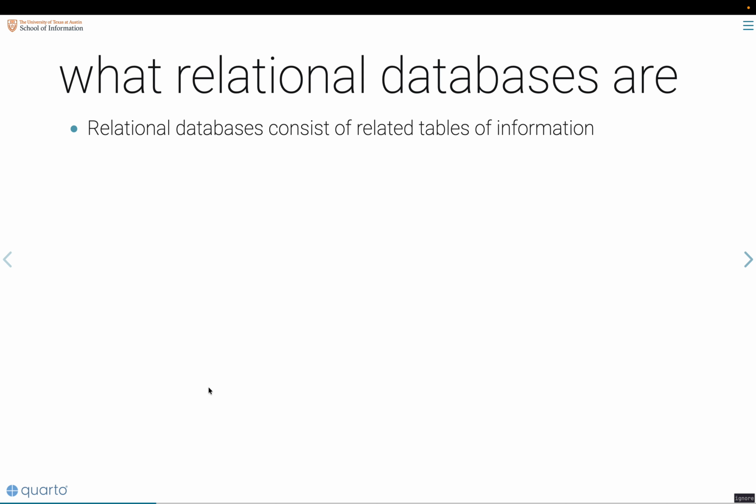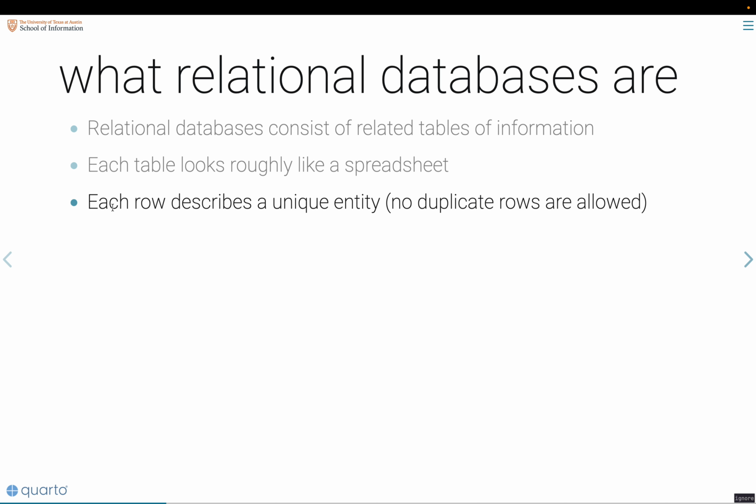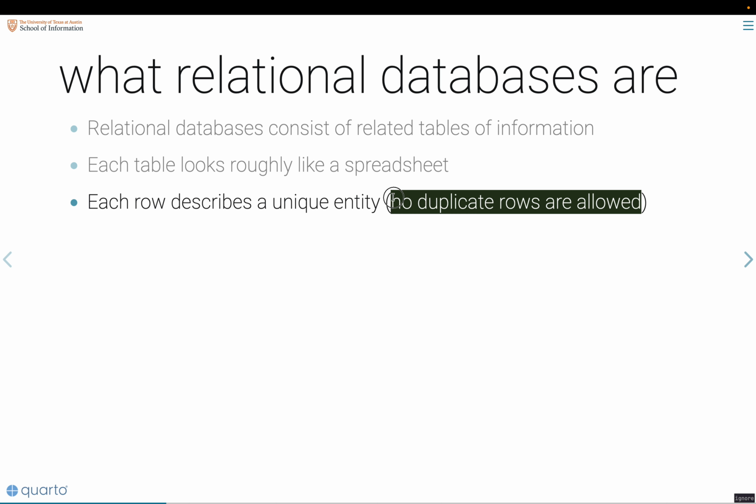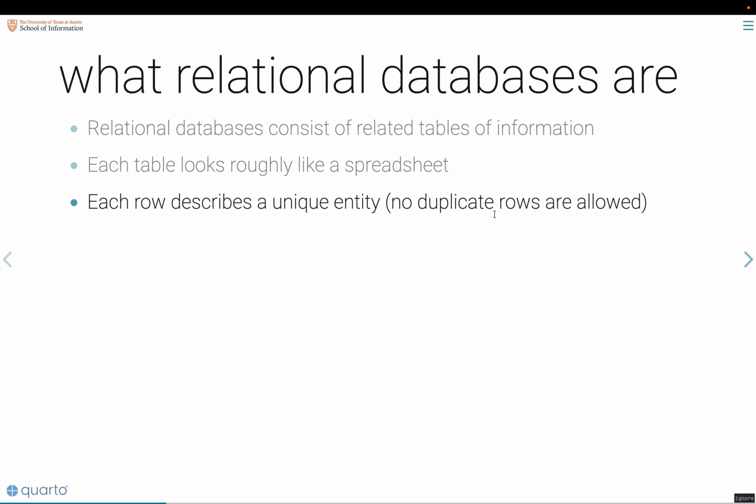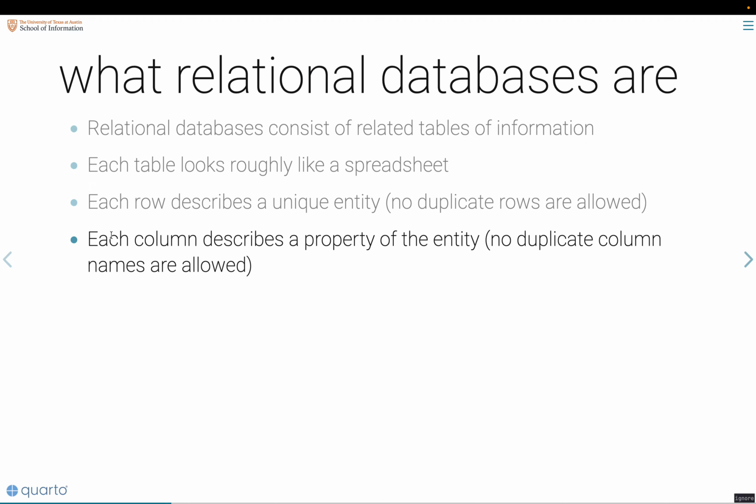What is a relational database? Well, it consists of related tables of information, although that's not where the word relational comes from. Each table looks roughly like a spreadsheet, and each row in that spreadsheet describes a unique entity, and no duplicate rows are allowed by the relational model, the theoretical relational model that we're following. But unfortunately, most software fails to prevent duplicate rows, so we have to enforce that manually. And I'll show you how we do that later.